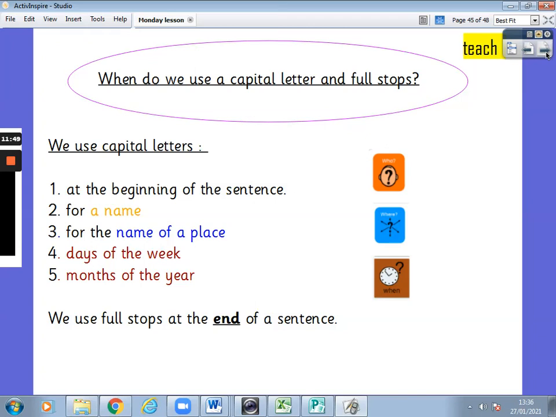When do we use capital letters and full stop again? We use capital letters at the beginning of a sentence, for a name, who, character, for the name of a place, where, days of the week, months of the year, when, and we use a full stop at the end of a sentence.